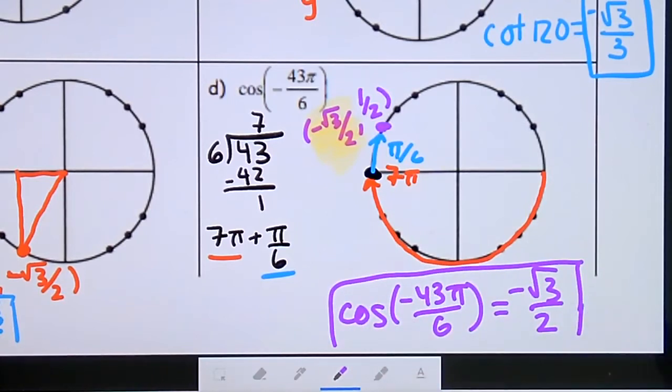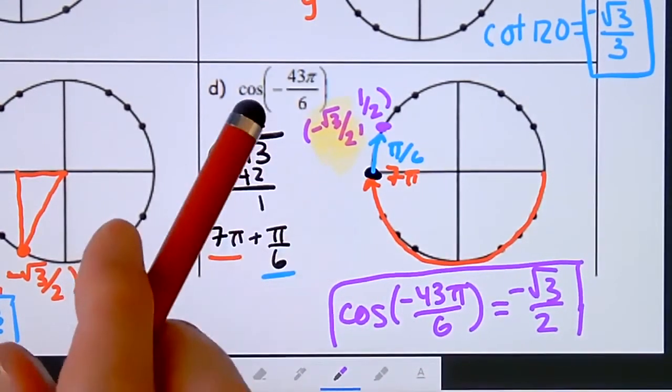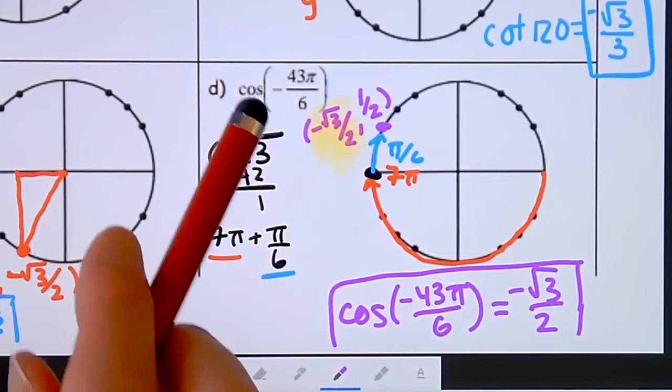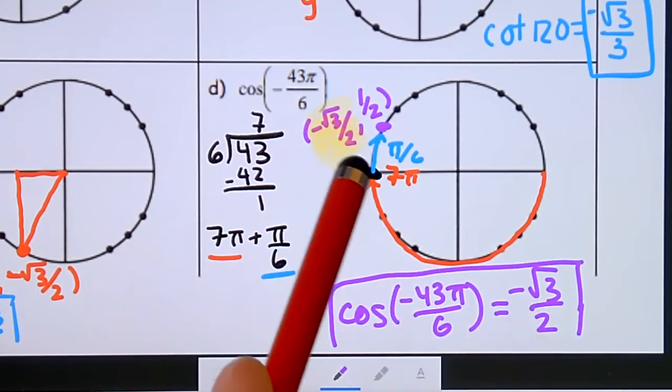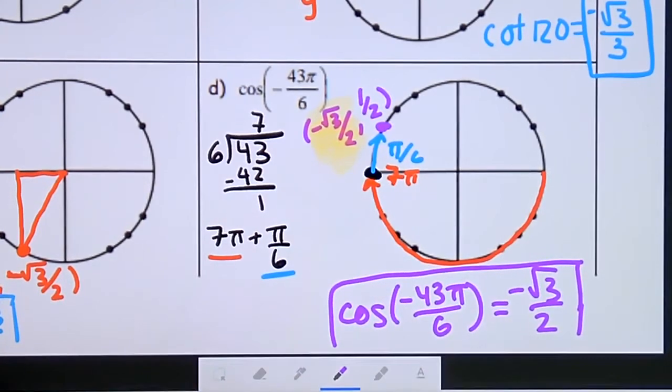Again, you want to make sure you're giving me the answer that they're looking for, not just drawing the angle in, not just giving me the coordinates, or not just giving me the answer. I want to see the coordinates. Okay, next page.